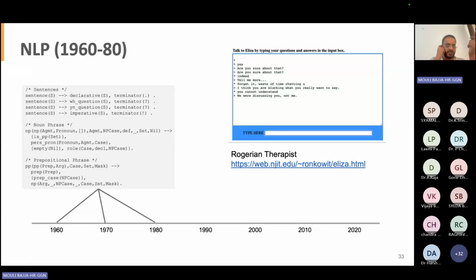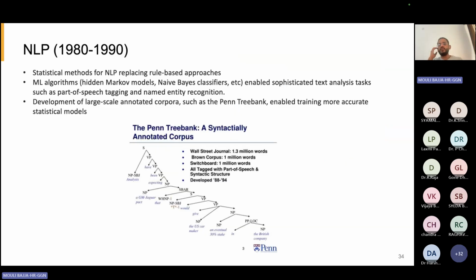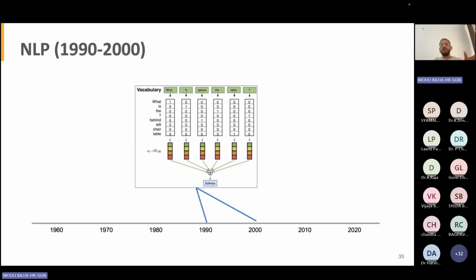In the 1980s, Pennsylvania University came up with a dictionary on how to break the text, syntactically annotated branches of the text, where they looked at the relationship between words. This is all part of machine learning.